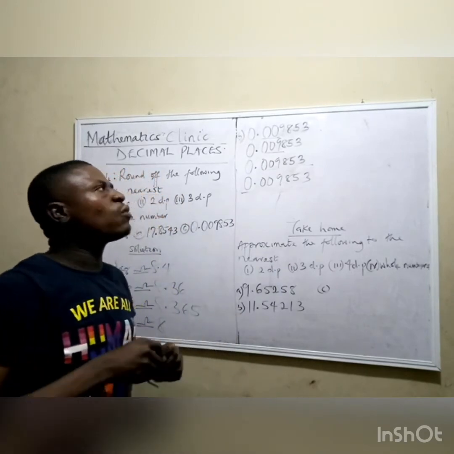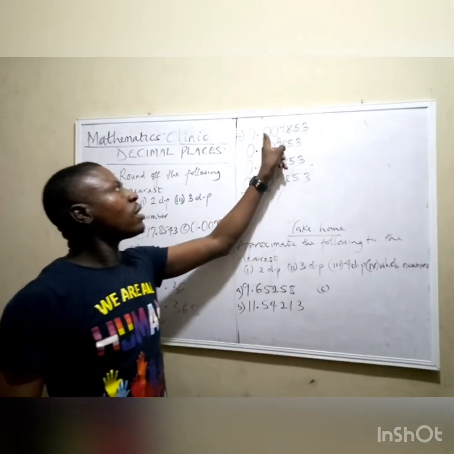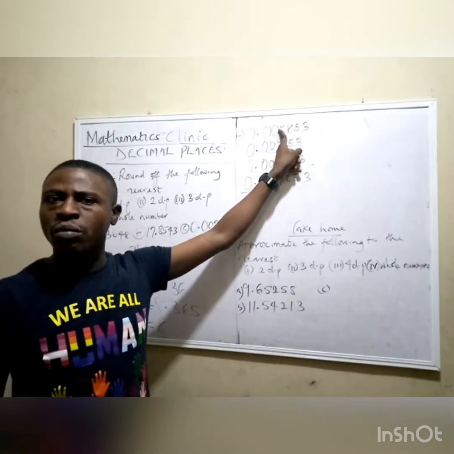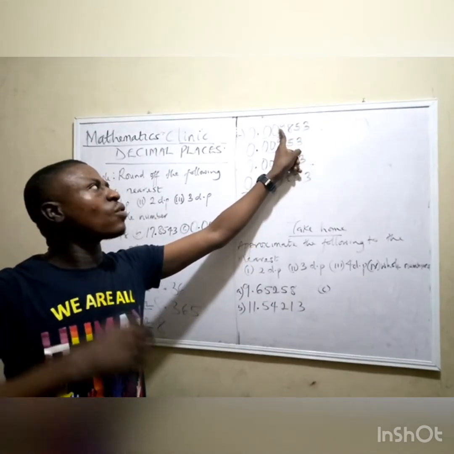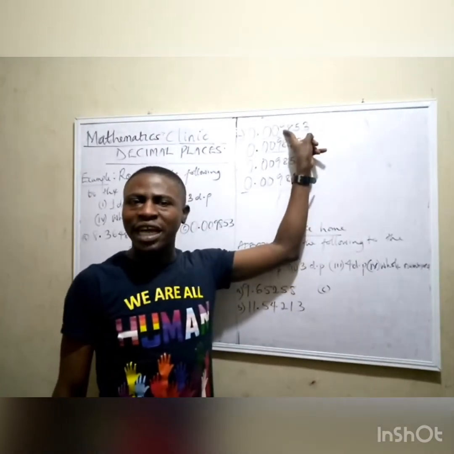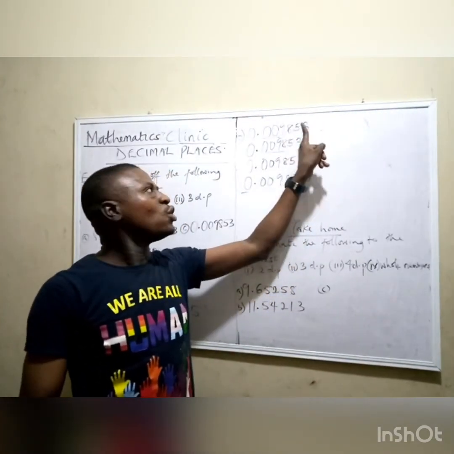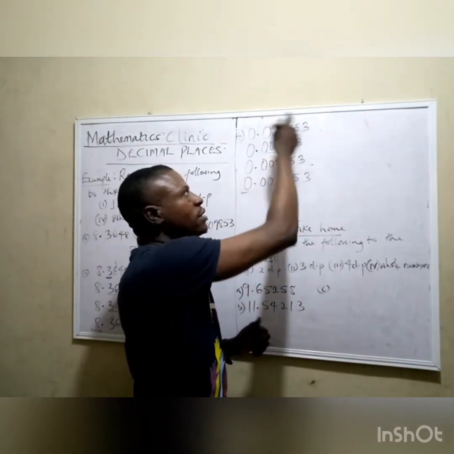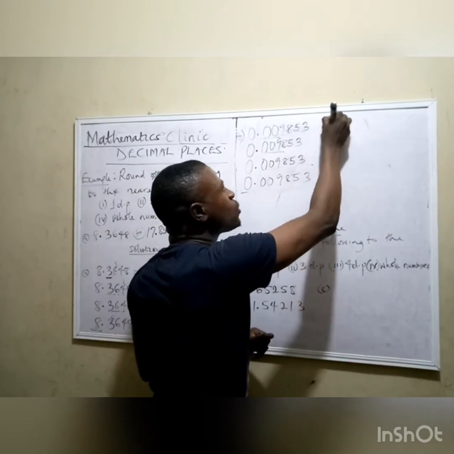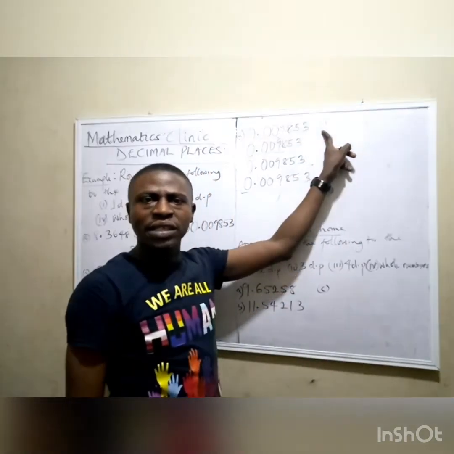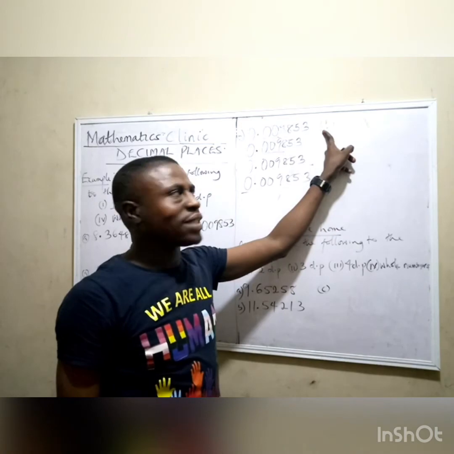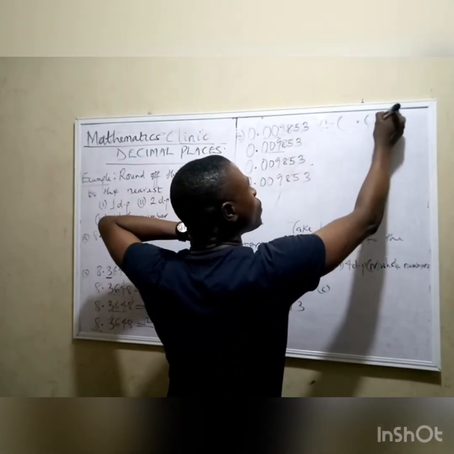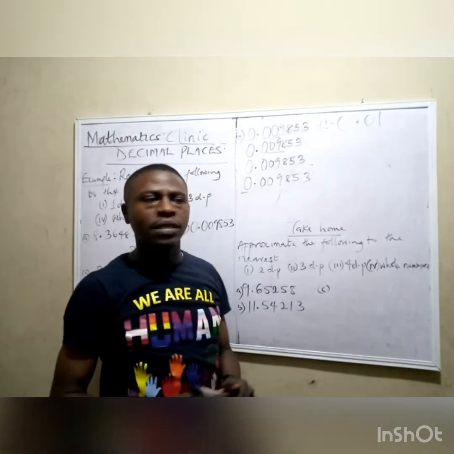Now let's start with two decimal places. The first two digits after the decimal point are 00. Before you round it up, consider the third digit, which is 9. 9 is a round up number. You turn it to 0 and add one to the number that precedes it. This is approximately equal to 0.01. Don't forget, this symbol simply means approximately equal to. That is two decimal places.